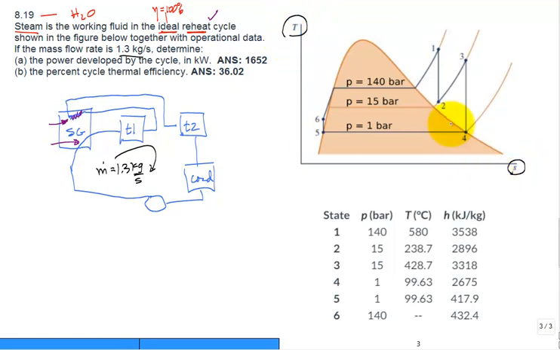Here's our dome, steam dome. So this is the top. That'd be our critical point. All these are saturated vapor. All these states are saturated liquid, and they put states on.